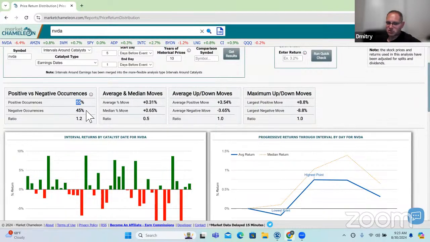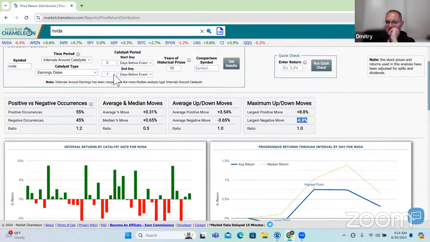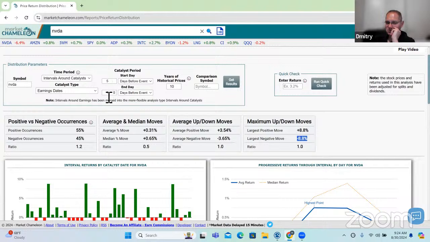55% of the observations were higher, 45% lower. This is the average of all the up moves. This is the average of all the moves. This is the median. Here, this is the average of only the up moves. These are the average of only the down moves. So you could compare, when it was up, on average, how much was it up? When it was down, on average, how much was it down? The largest moves up and down, given these conditions that I listed above.